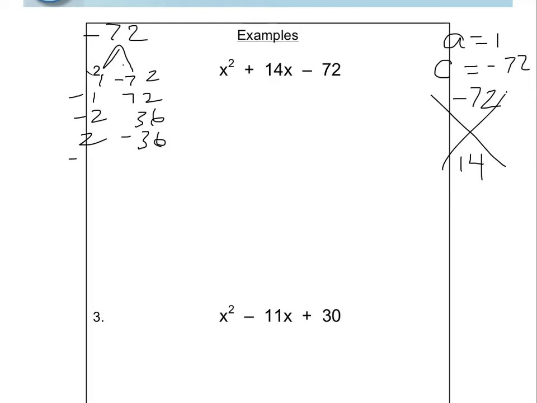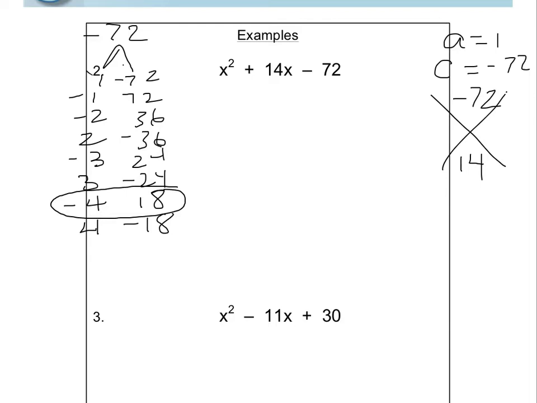Actually, let's take a look at 3. Let's go negative 3. If I figure negative 3, it should be 24, and 3 and negative 24. If I add those two together, do they get 14? No. So if I try negative 4 and positive 18, or 4 and negative 18, do any of these add to be 14? Well, yeah. If I take positive 18 and negative 4, those two numbers, if I add them together, will give me 14. So I found them. I've got negative 4 and positive 18.